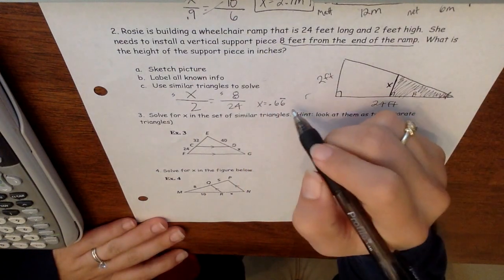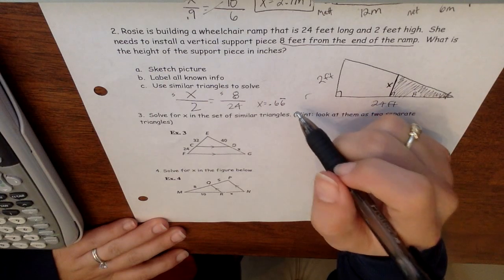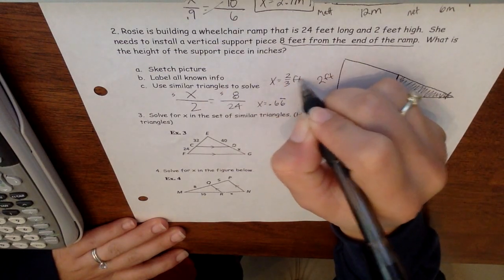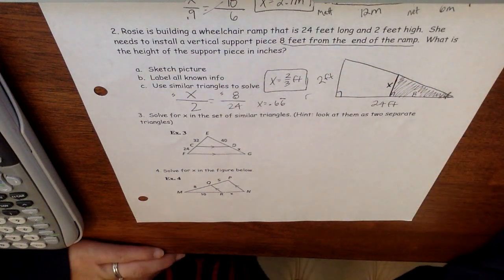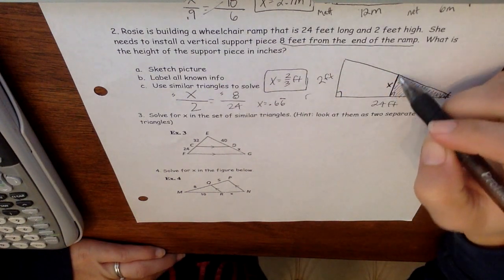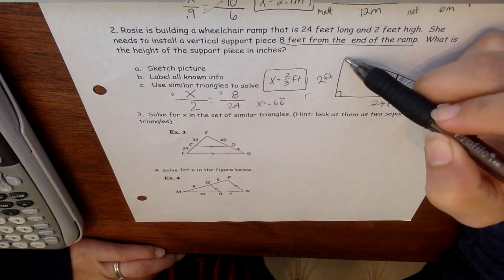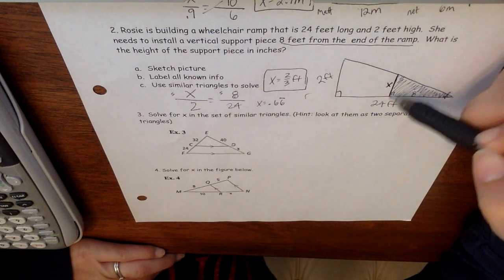doesn't really do me a lot of good, so I'm going to change it to a fraction. You press math, arrow, frac, and x is equal to 2/3 feet. 2/3 of a foot tall this vertical support needs to be. The whole thing is 2 feet, so we know it's not going to be very tall, so it's 2/3 of a foot.